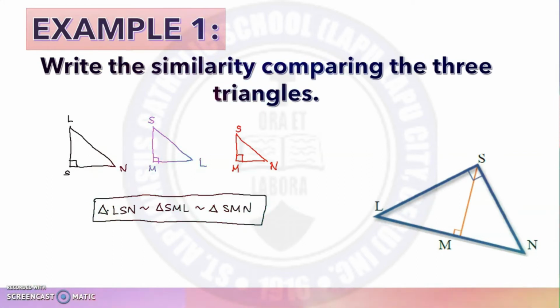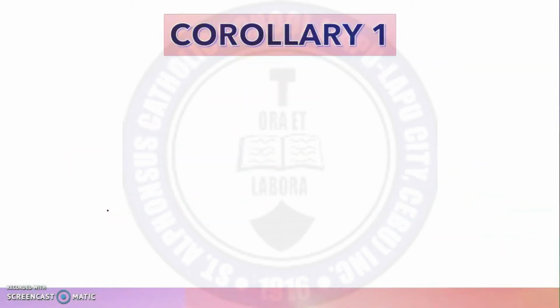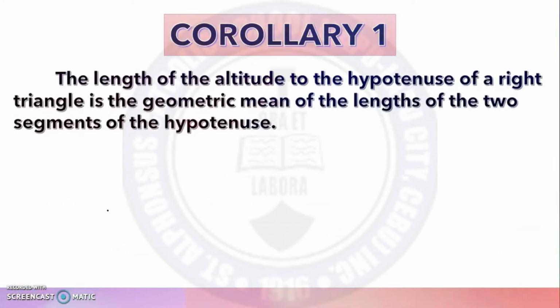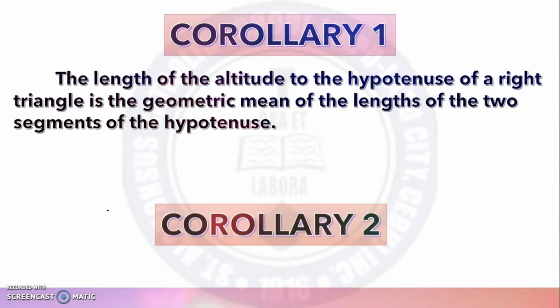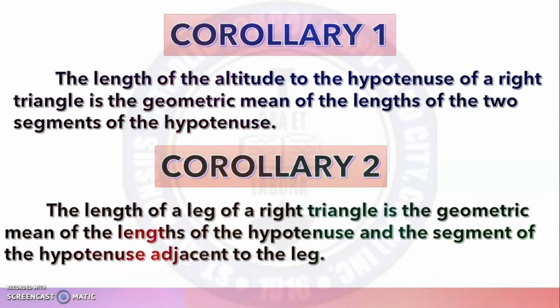And now we're going to proceed to the next discussion. Corollary 1. According to this corollary, the length of the altitude to the hypotenuse of a right triangle is the geometric mean of the lengths of the two segments of the hypotenuse. And next, corollary 2. The length of a leg of a right triangle is the geometric mean of the lengths of the hypotenuse and the segment of the hypotenuse adjacent to the leg. It is important, class, that you understand the meaning of these two corollaries because we're going to use their ideas in solving some problems.